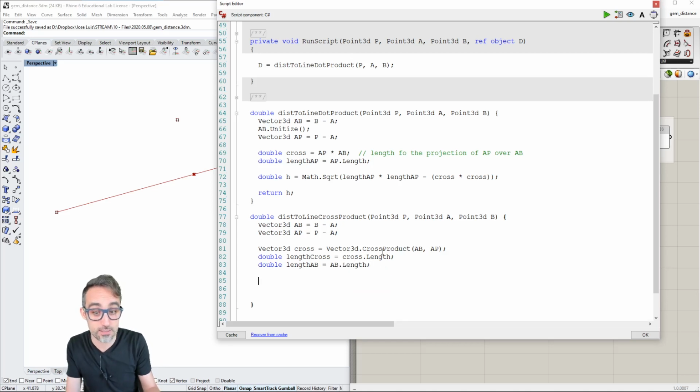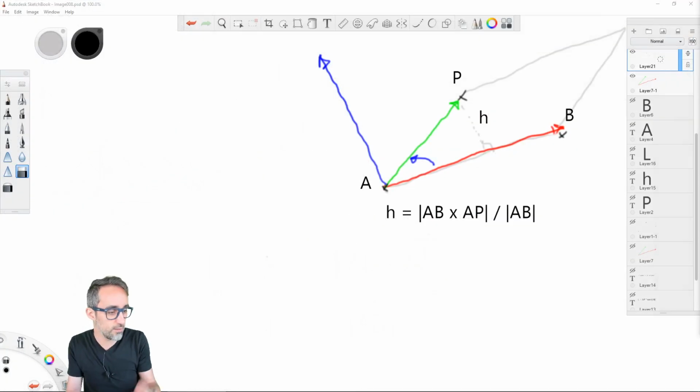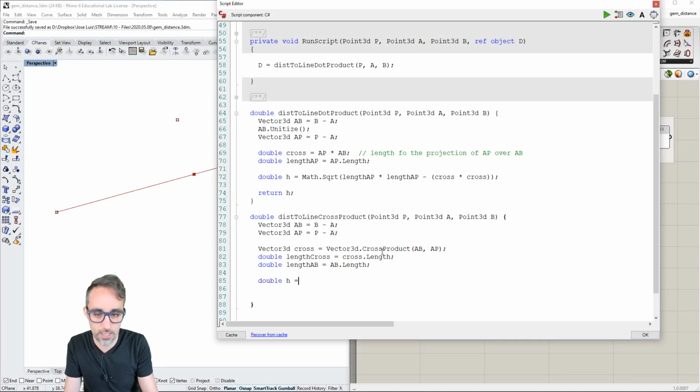And I like code that is easy to read and understand, even if it's not so performant, at least for education. And now that we have both lengths, the height is just as easy as dividing the length of the cross product by the length of the other vector. So double H equals the length of the cross product divided by the length of AB. And let's return this.